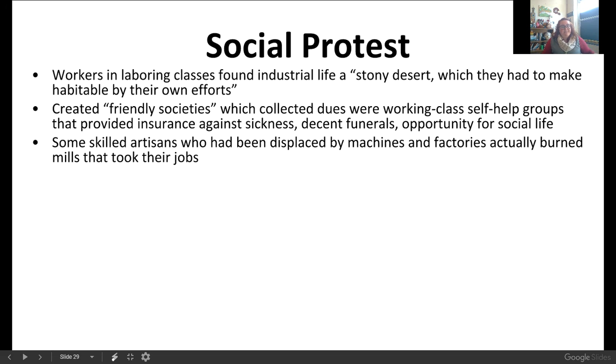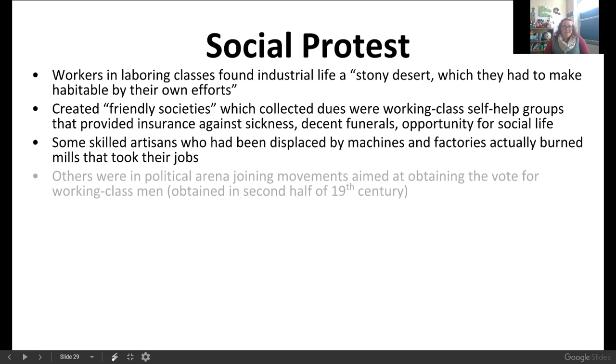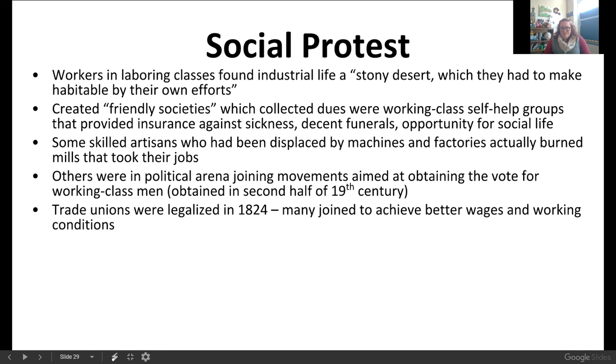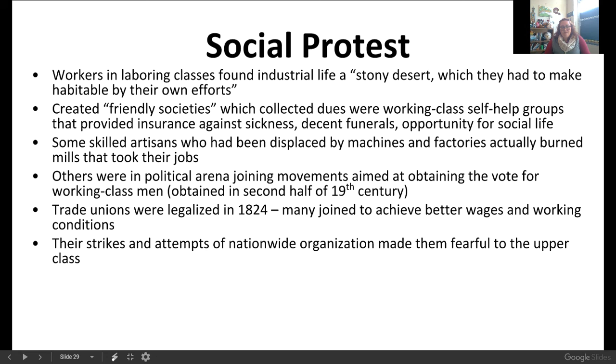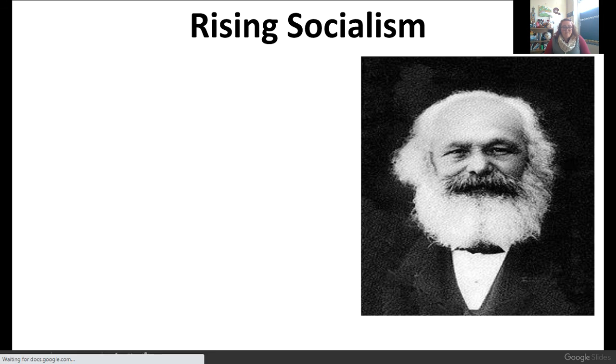Because if a worker got sick and couldn't go to work, they often lost their jobs and couldn't pay their bills. As part of these groups, there were some skilled artisans who had been displaced by the machines in factories, and they had actually burned mills that took their jobs. Others were in the political arena, joining movements aimed at obtaining the vote for working class men, specifically in the second half of the 19th century. These trade unions were legalized in 1824, and many joined to achieve better wages and working conditions. The strikes that happened and the attempts at nationwide organizations made them fearful to the upper class.